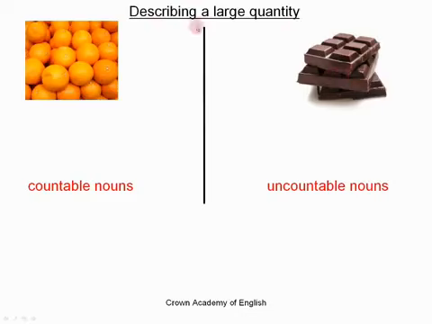So, how do we describe a large quantity for a countable noun? Well, this is how we say it. We say there are a lot of oranges. So this time we do not use much or many. We use an expression a lot of. And for countable nouns, the noun must go in the plural form with the letter S, and the verb as well. The verb is in the third person plural of the verb to be.